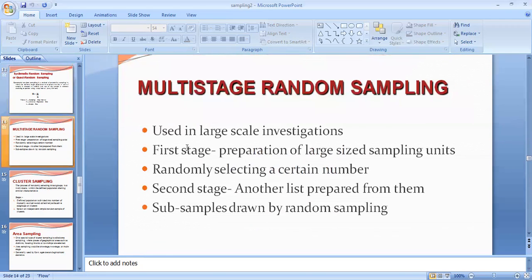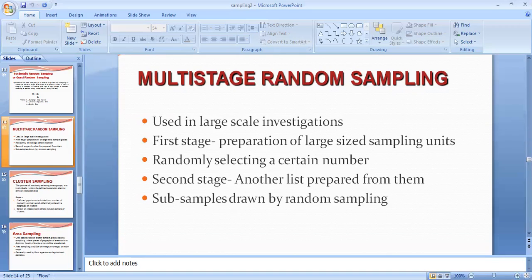It is used in large-scale investigations. First stage, preparation of large-size sampling units, then randomly selecting a certain number. This is the stage of random sampling. Second stage, another list is prepared from them, then a subsample is drawn by random sampling.